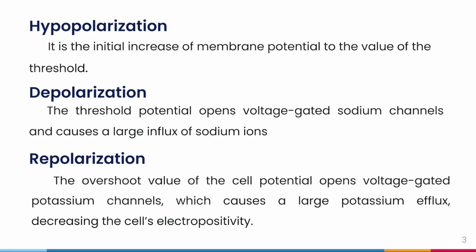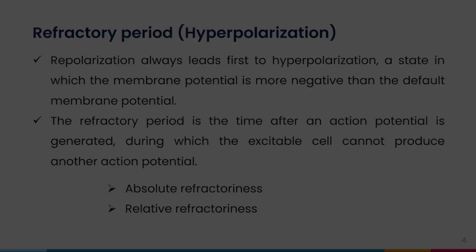Next, repolarization. The overshoot of the cell potential opens voltage gated potassium channels which cause potassium efflux, decreasing the cell's electropositivity. That is, whenever the positively charged potassium leaves the cell, the positive charge is decreasing and so there is more negative charge inside the cell, which will cause the potential to decrease, which is known as repolarization.